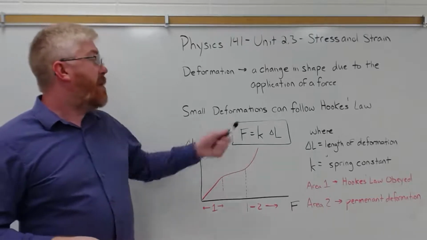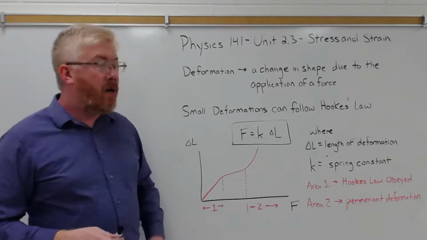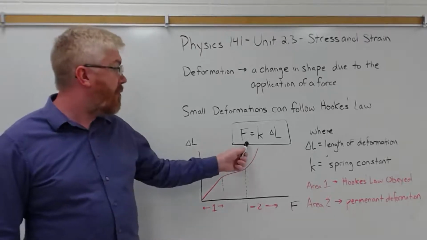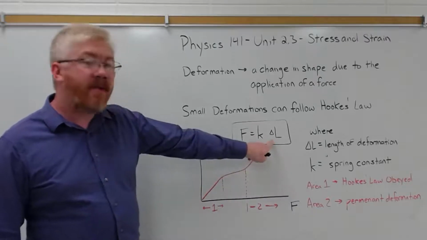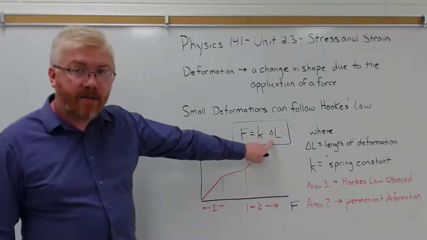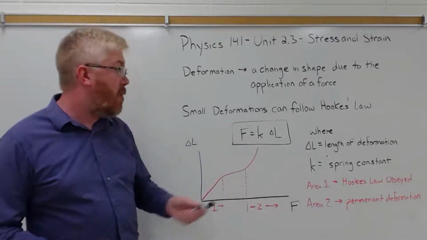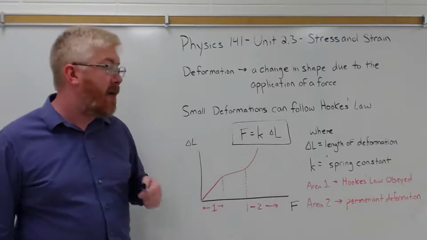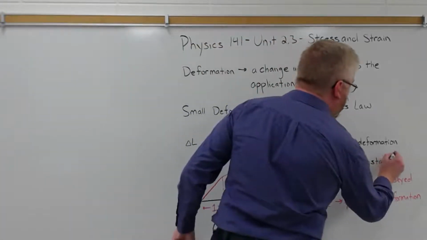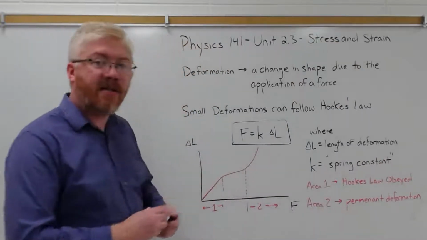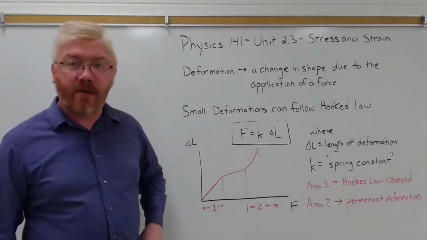Now, small deformations can follow a principle called Hooke's law. Hooke's law is a relationship between the force applied to an object and the length of the deformation of that object, and these two things are related by a constant called k, lowercase k, which is a spring constant. So k is basically the slope of the line between the deformation and the amount of force.